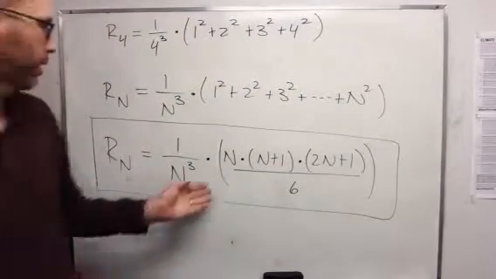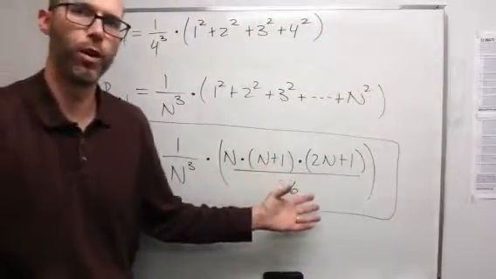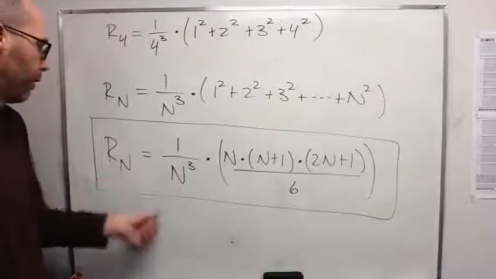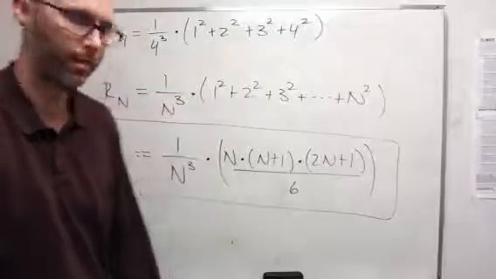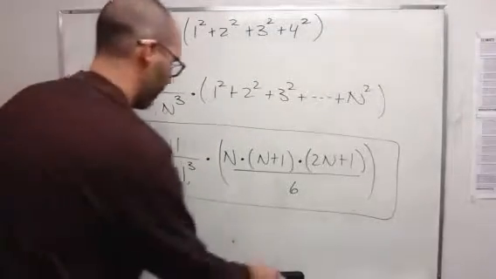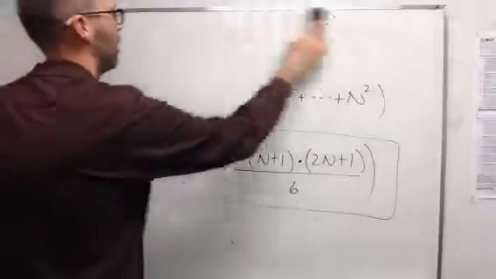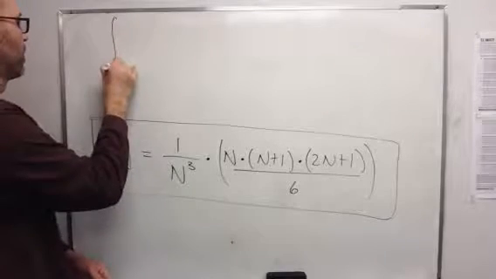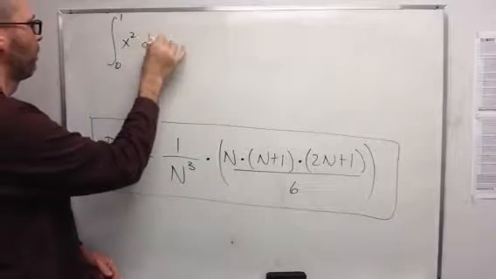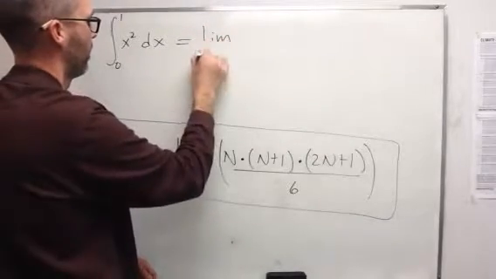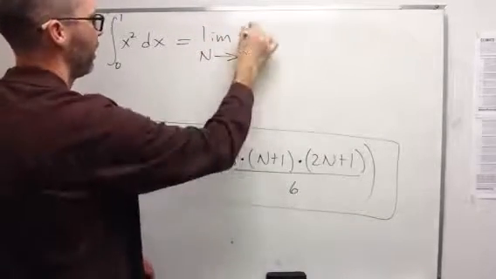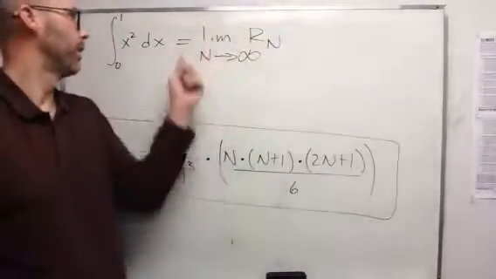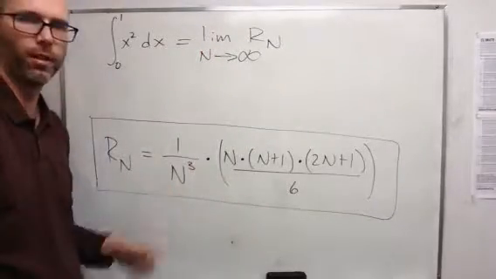Okay, now think about what this is giving you. This is a formula for Rn for any n. So if you wanted to compute R100, you put a 100 in for n and you'd get the answer. So now, the definition says that this thing is the limit as n approaches infinity of Rn. And so we're just going to take the limit as n approaches infinity of this thing.